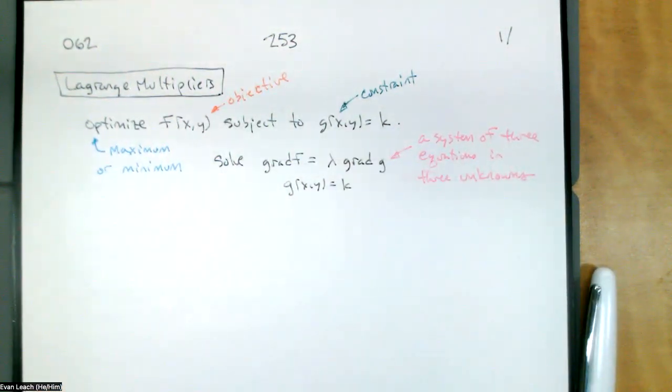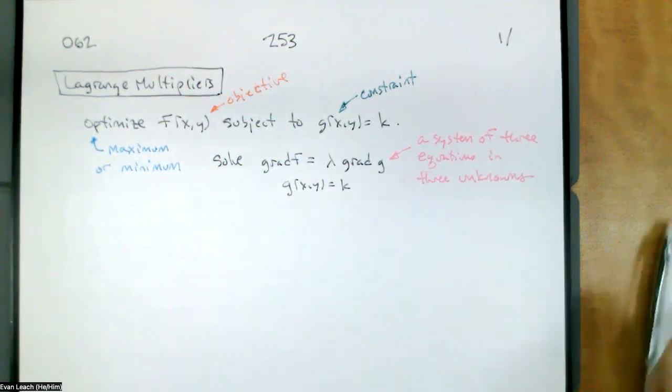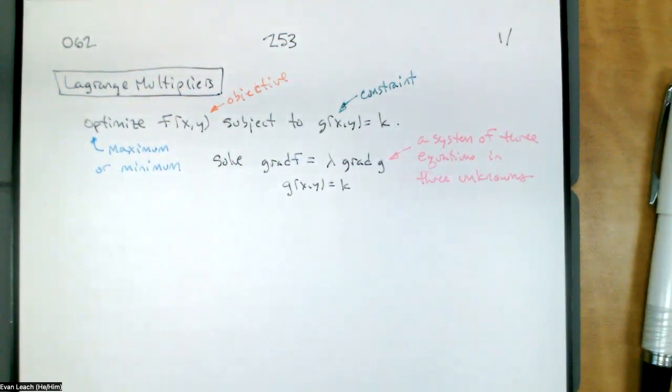So this is a description of a system of three equations in three unknowns. Fx equals lambda gx, Fy equals lambda gy, and g equals k. Those are your three equations. Your three unknowns are x, y, and lambda. Lambda is a constant, and that is the Lagrange multiplier.